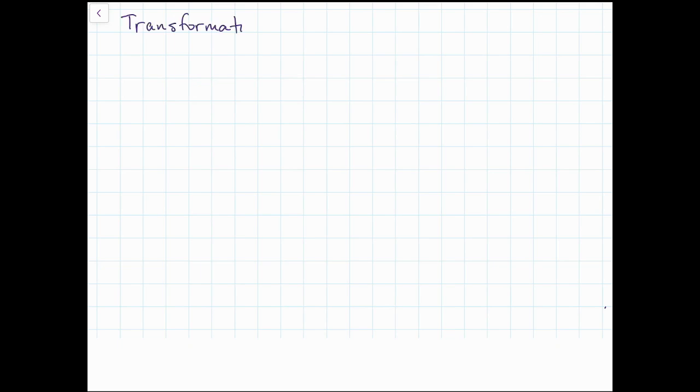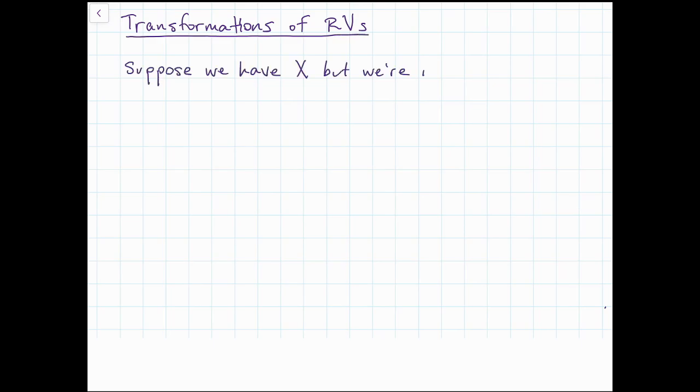In this video, we're going to talk about transformations of random variables and also moment generating functions. So for transformations, suppose we know the distribution of some random variable x, but we're actually interested in y, which is some function of the random variable x. Can you think of some examples that might be relevant to this case?